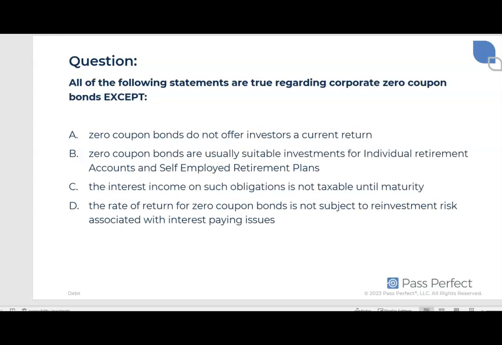All the following statements are true regarding corporate zero coupon bonds except: A, zero coupon bonds do not offer investors a current return. B, zero coupon bonds are usually suitable for investments in individual retirement accounts and self-employment retirement plans. C, the interest on such obligations is not taxable until maturity. D, the rate of return for zero coupon bonds is not subject to reinvestment risk associated with interest-paying issues. What do you think? A, B, C, or D?